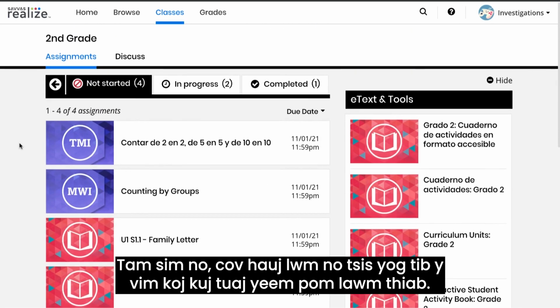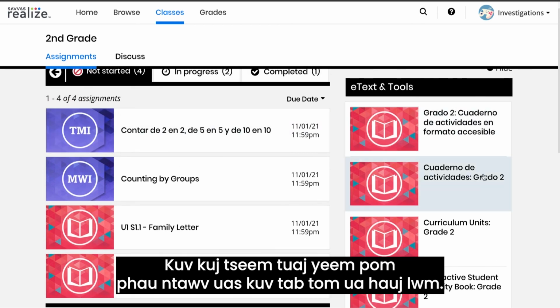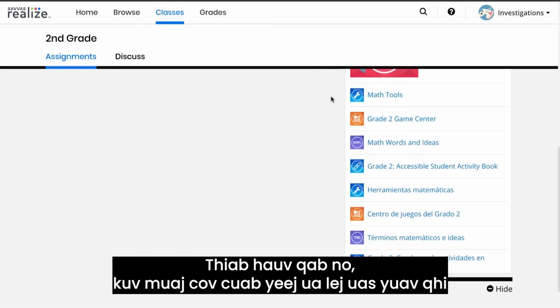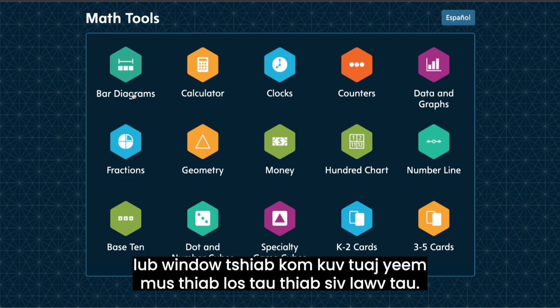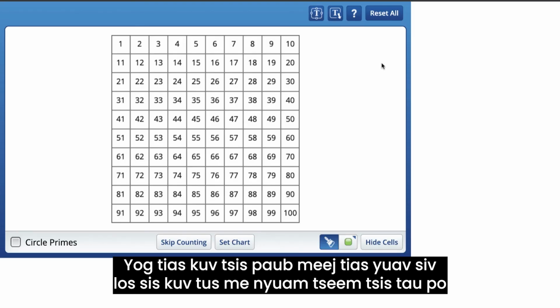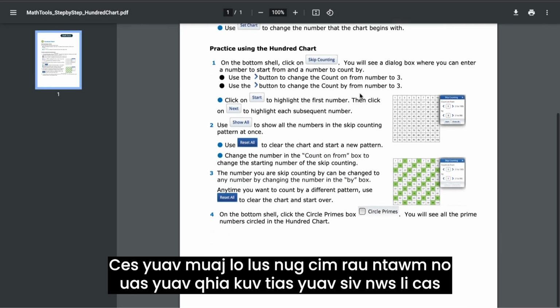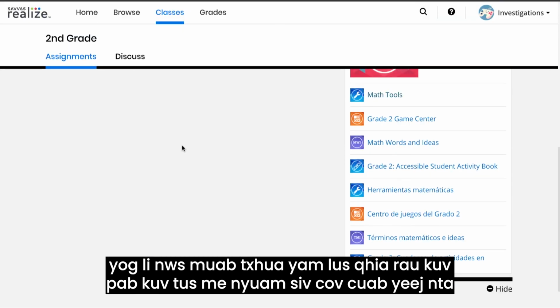Now, assignments aren't the only thing that I can find on Realize. You can see I can also find the book that I'm working on. And down here, I have math tools that open up in a new window so I can go back and forth and use them. If I'm not sure how to use this tool or my child hasn't seen this yet, there's a question mark up here that tells me how to use it. So it gives me all kinds of directions for how to help my child with that tool.